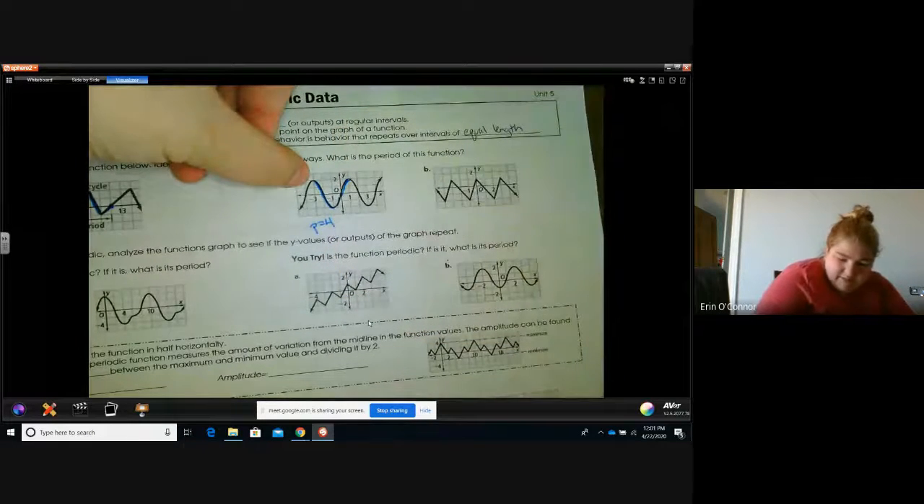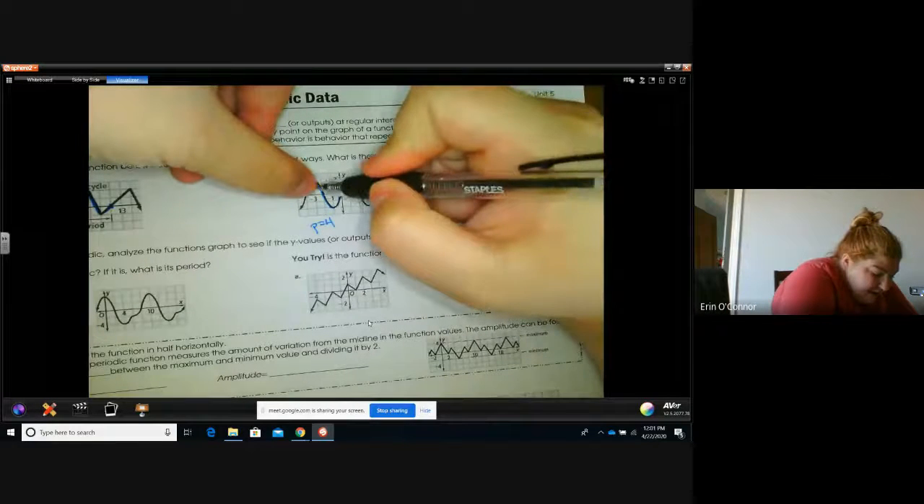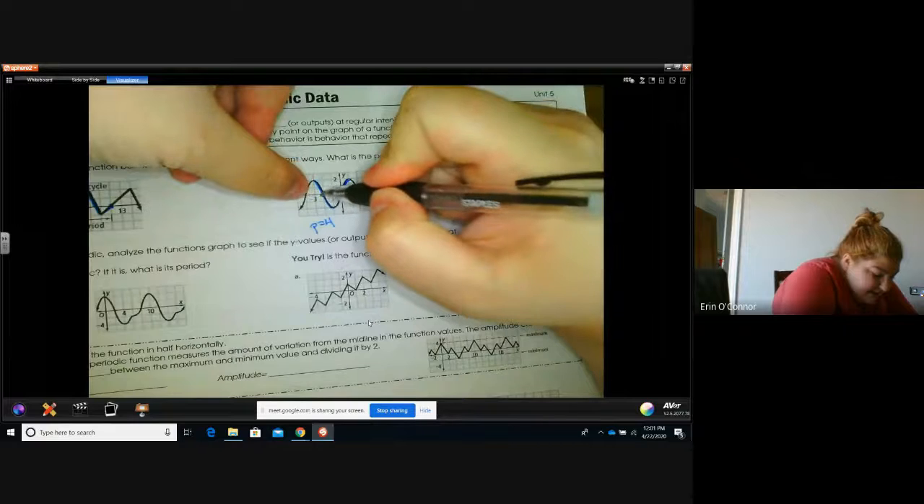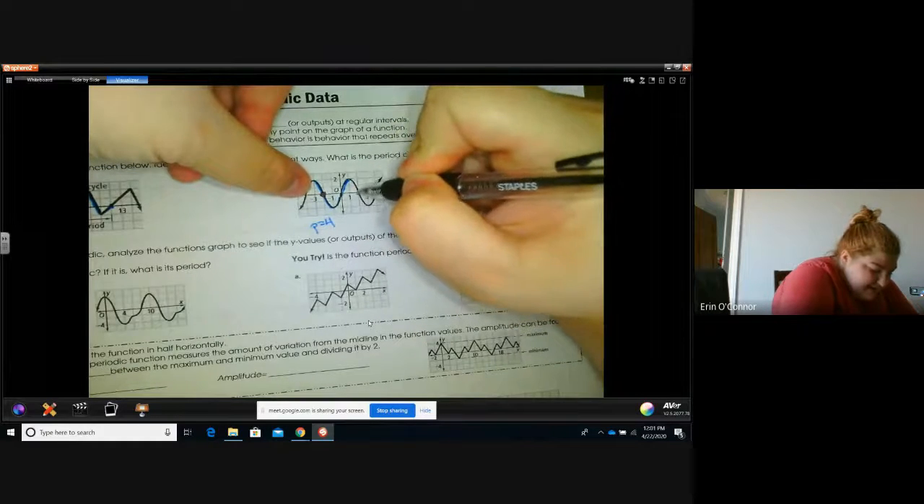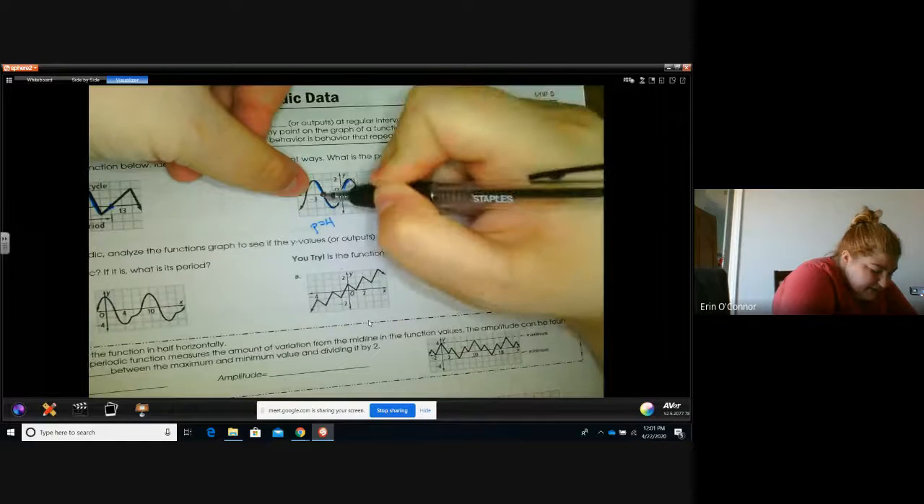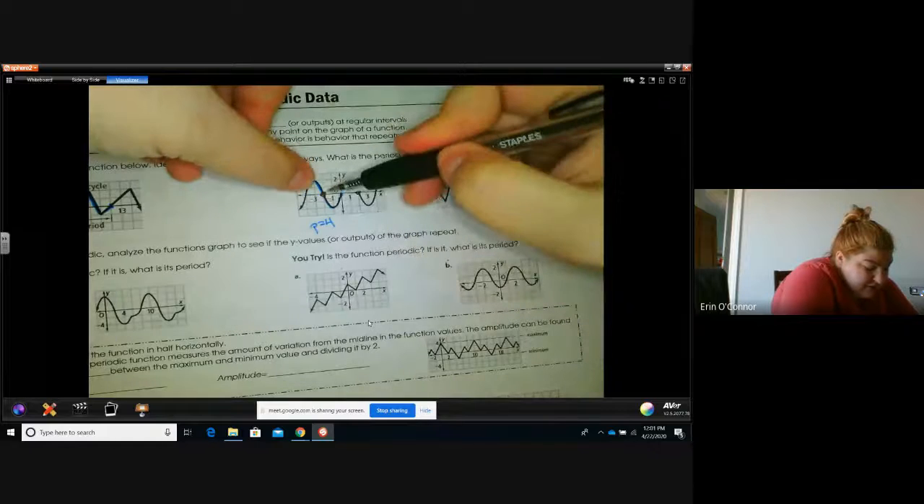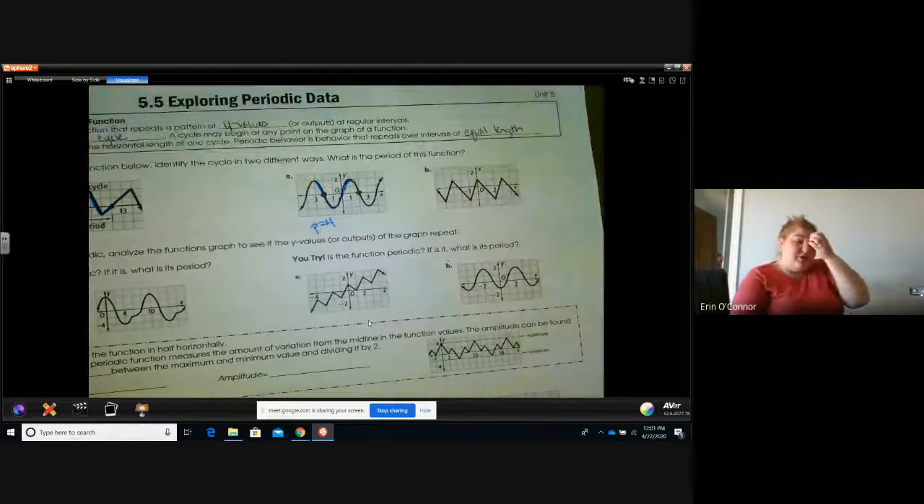Likewise, if we were to go from here, where it's decreasing, right at that point, to the next point where it crosses the x-axis and is decreasing, and we follow that along, that's a whole cycle. It would also be from -2 to 2, which is 4 units. The distance is 4 units.